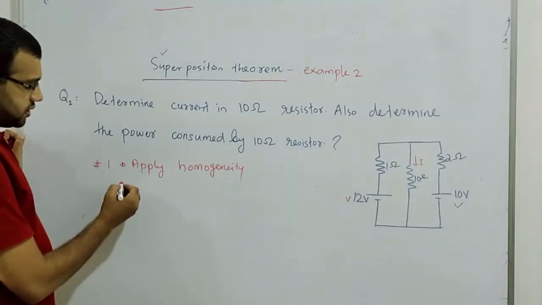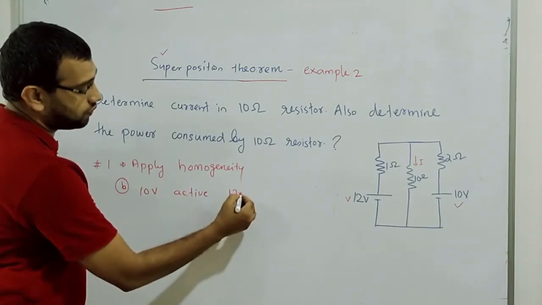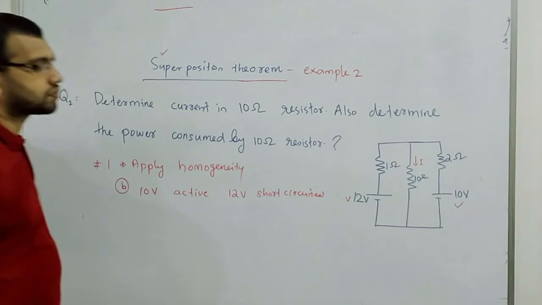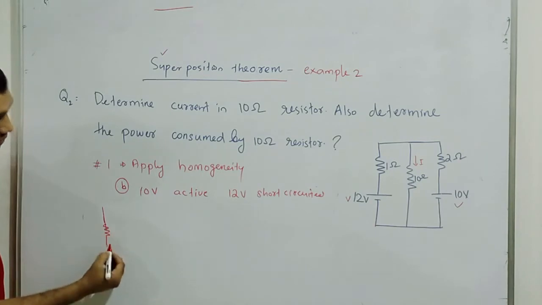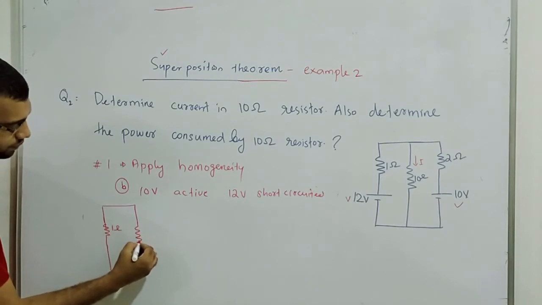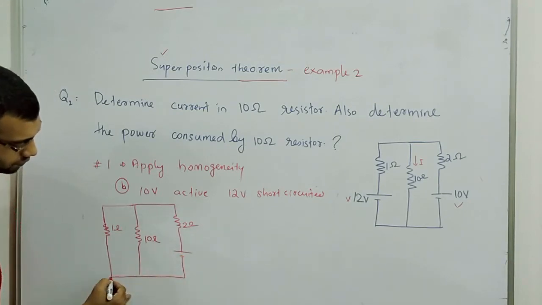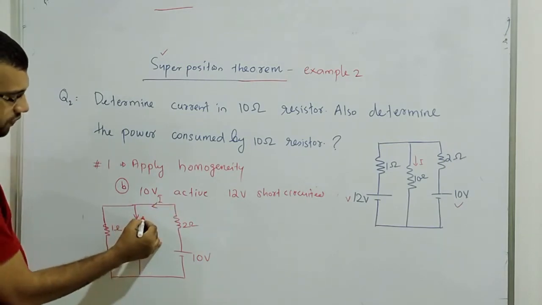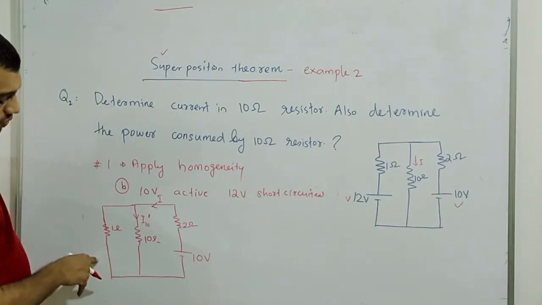So next we need to consider the 10 volt source alone, 10 volt active, 12 volt short circuited. So under this condition, the equivalent circuit is: this is resistance 1 ohm, the 12 volt is short circuited, here 10 ohm, then 2 ohm. Here again we need to find this main current I, then we need to find I10 double dash due to the 10 volt source alone while making the 12 volt source short circuited.